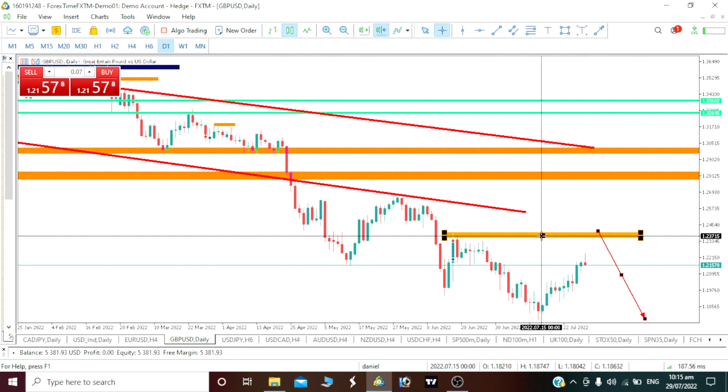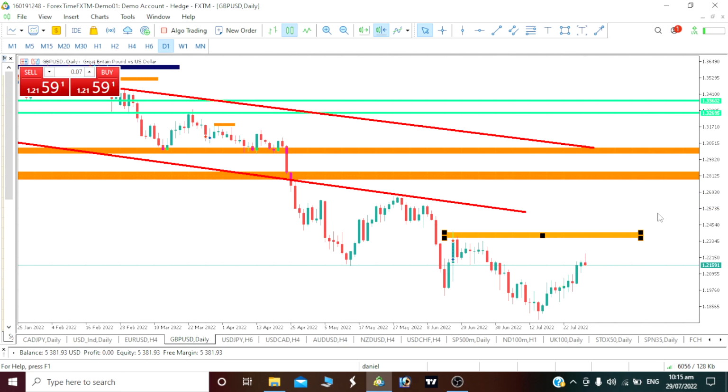Then I possibly might think, okay, 1.23715, then we possibly might be looking for a short position to short our pound USD. If not, we should continue to buy this our pound USD.